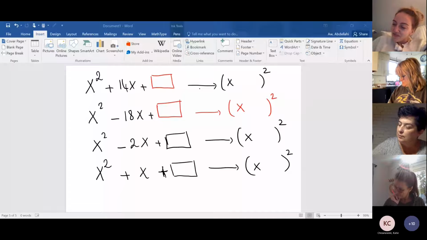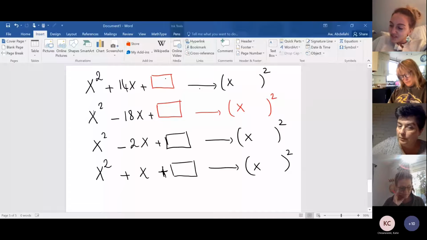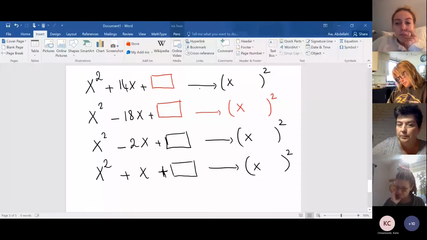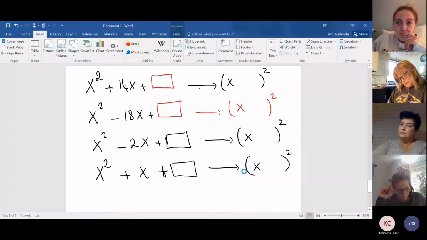Okay, so try to figure out what number is missing in each rectangle here, in each box, according to the two steps we did, the two steps we talked about.